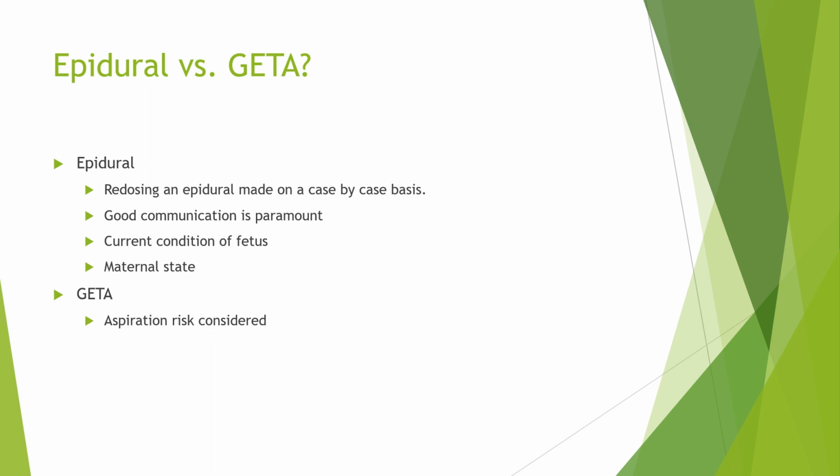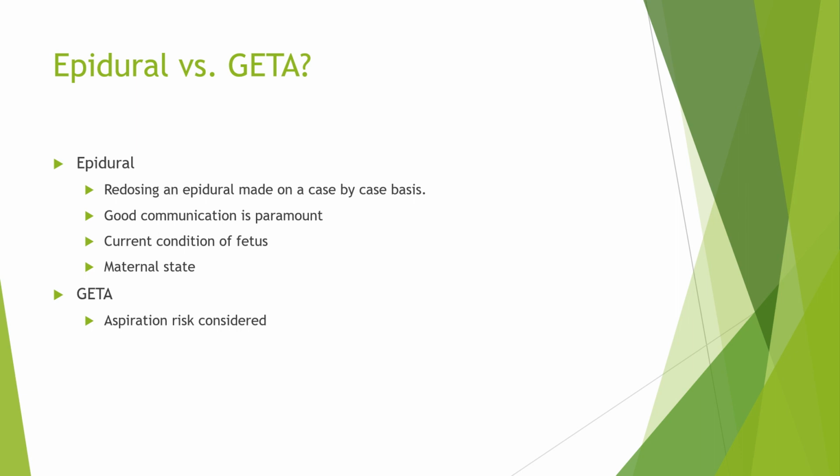Epidural versus general anesthesia. RSI for general anesthesia is the choice for Category 1 C-section unless it's contraindicated. You can do an epidural if time permits, but on a true Category 1, you will not have time for neuraxial anesthesia. This can happen maybe with a Category 2 through 4.